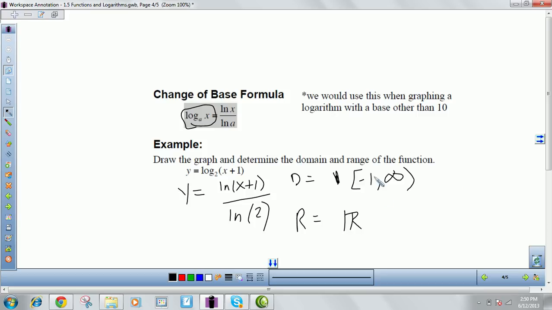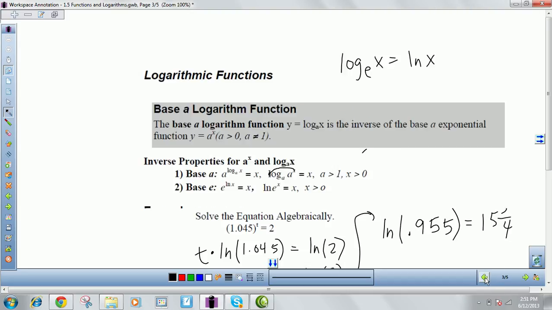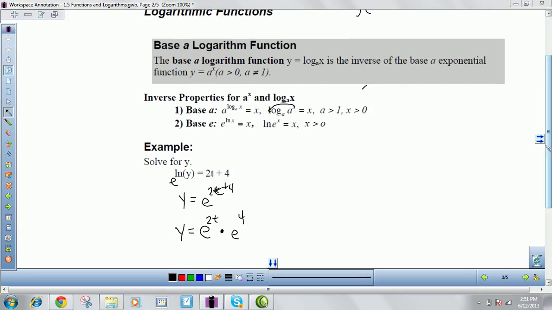Again, for your toolkit, make sure you're putting in all of these properties for logarithms, the change of base formula, going from a log to an exponent. It's important to know how the natural log fits into this and understanding that it is a logarithm, so anything that we do with the log function we can do with a natural log function.